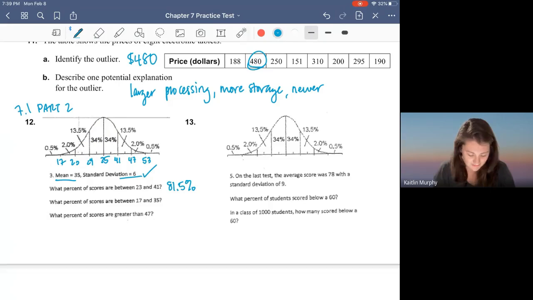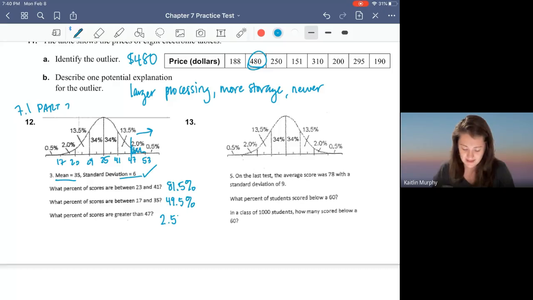All right, in between 17 and 35. So 17 and 35, there's 17, and here's 35. So it's going here. If we go all the way to the left, that's 50%, and I'm just losing that tiny little tail to the left at 0.5, so that's going to be 49.5%. And what percent of scores are greater than 47? So greater than 47 is pretty rare. Here's 47 over here. So greater than 47 is going to the right. That's that 2% plus that 0.5%. So that's just 2.5%. Nice.